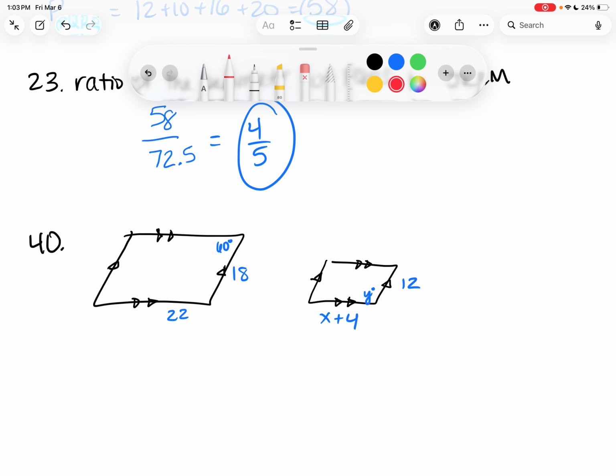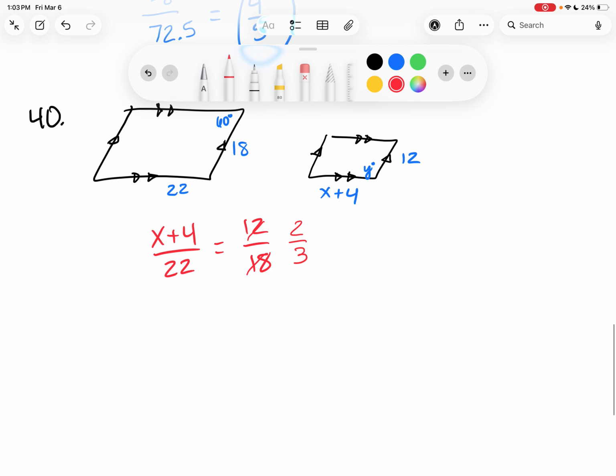So how would I set up to solve for x here? Any ideas? 22 equals x plus 4. They're not equal, so they're two different sizes. x plus 4 over 22 is equal to what? 2. Yeah, so initially 12 over 18, but we can divide a 6 out, so that would be 2 over 3 reduced.